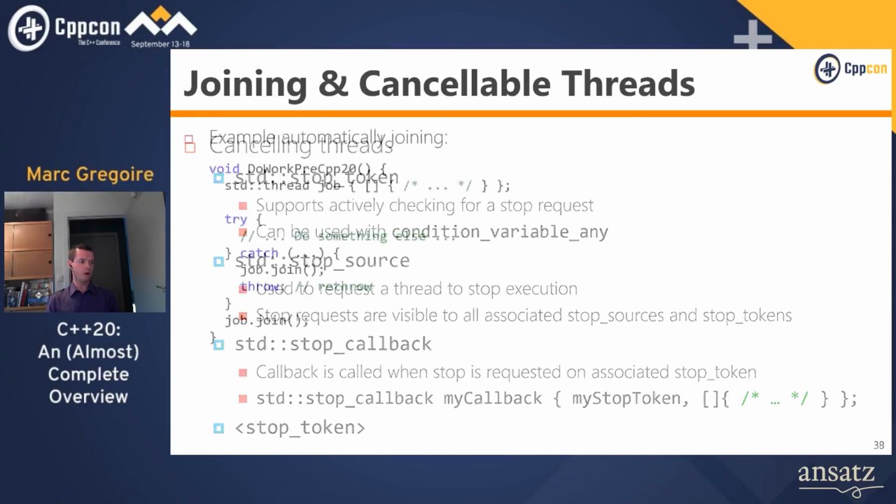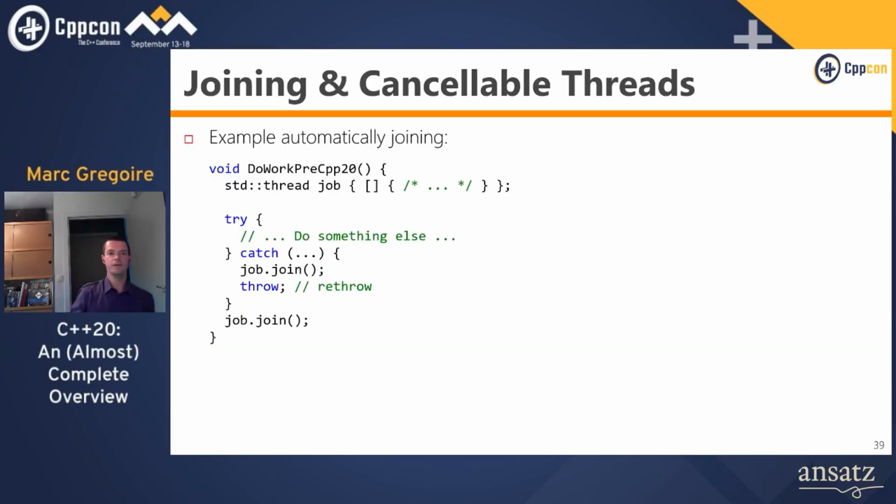So let's have a look at how this changes how you write your thread code. Here I have a function that creates a thread object. It's doing some work. And in parallel with the work that this thread is doing, I'm doing something else. But I'm using the old thread object here. So we have to be careful here, because if the thread object is destroyed while it is still joinable, then your application will terminate. So I have to make sure that I call join at all the points in this function where the function finishes.